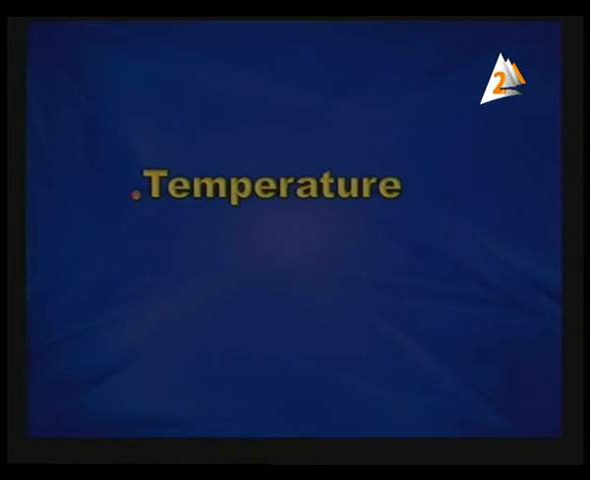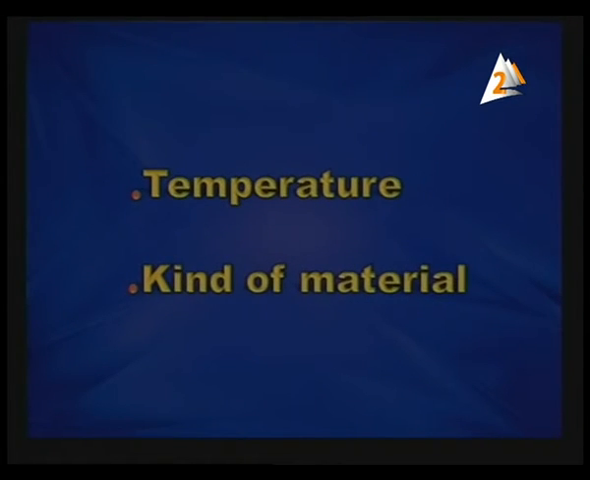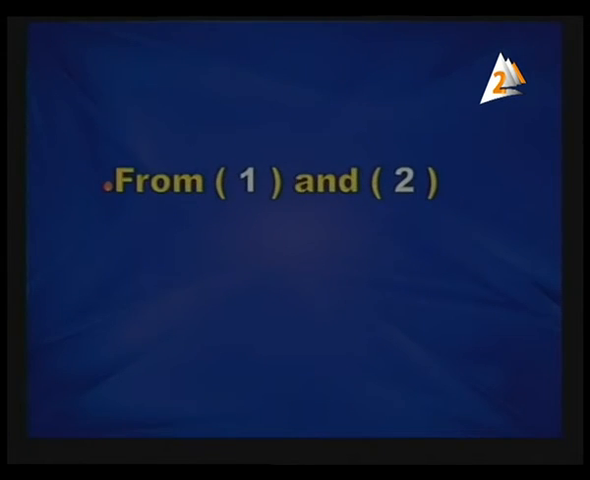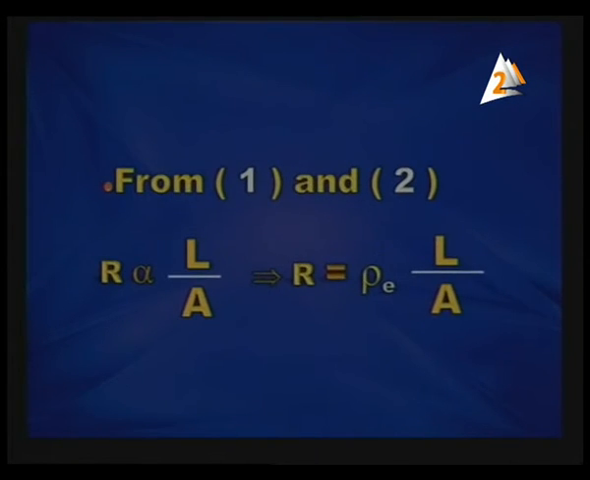Third factor is temperature, and finally kind of material. From the two equations, equation 1 and 2, we can say R is proportional to L over A. Proportionality is replaced by equality, so a constant is placed. So we can say R is equal to rho L over A. Rho stands for resistivity or specific resistance.